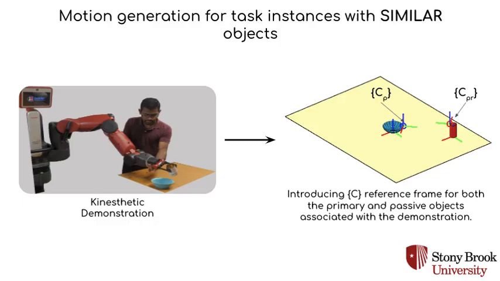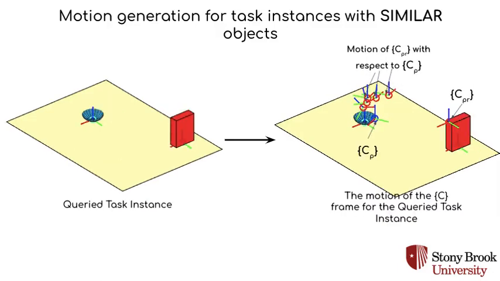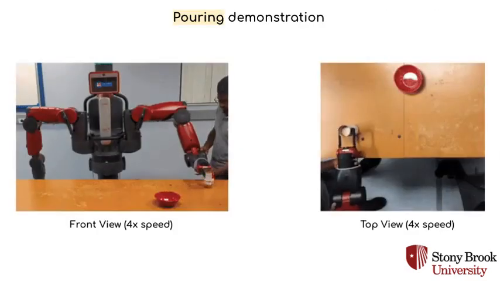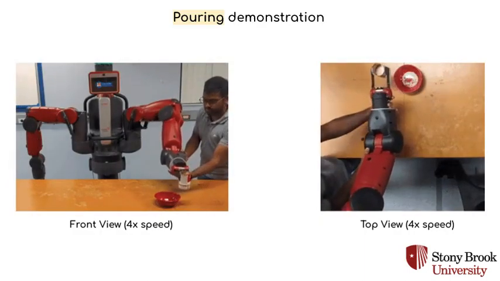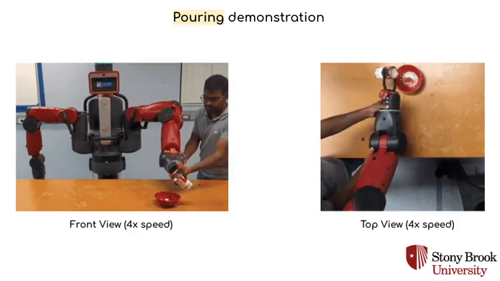To summarize, we compute the C reference frames for the objects used in the demonstration and capture the motion of the C frame associated with the primary object, the soup can, with respect to the C frame of the passive object, the bowl. Then, for a new task instance, the captured motion from the demonstration is used to compute the motion of the C reference frame of the primary object, the Cheez-It box, with respect to the passive object, the bowl. Guided by this newly introduced C frame and the information from the knowledge base, the robot can now perform the task of pouring from a Cheez-It box using the demonstration of pouring from a soup can.